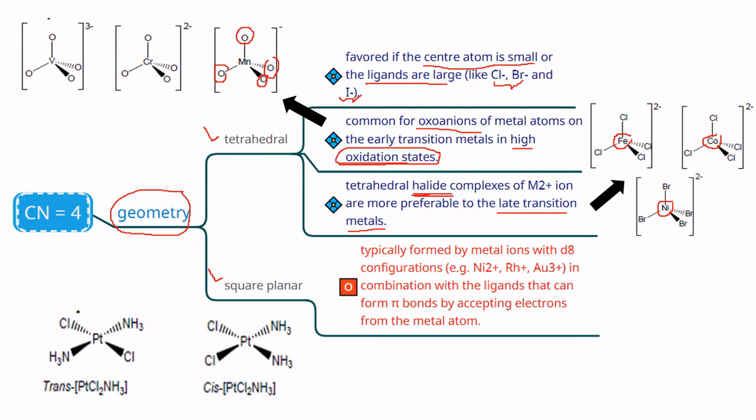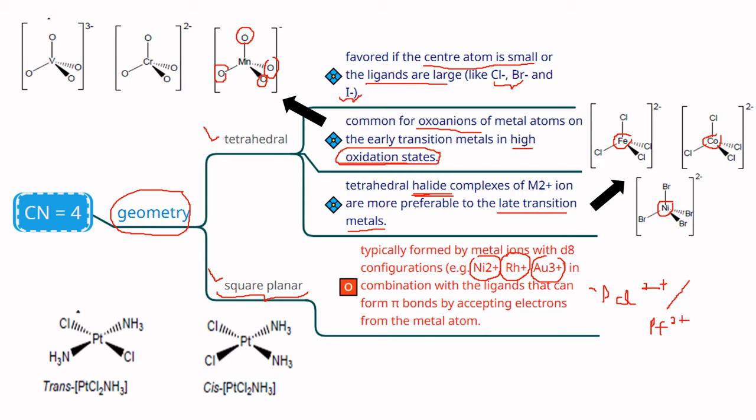Then there is another geometry, which is square planar. This square planar geometry is usually given by metal ions with d8 configuration. For example, you have nickel 2 plus, rhenium 1 plus, gold 3 plus, palladium 2 plus, or platinum 2 plus.